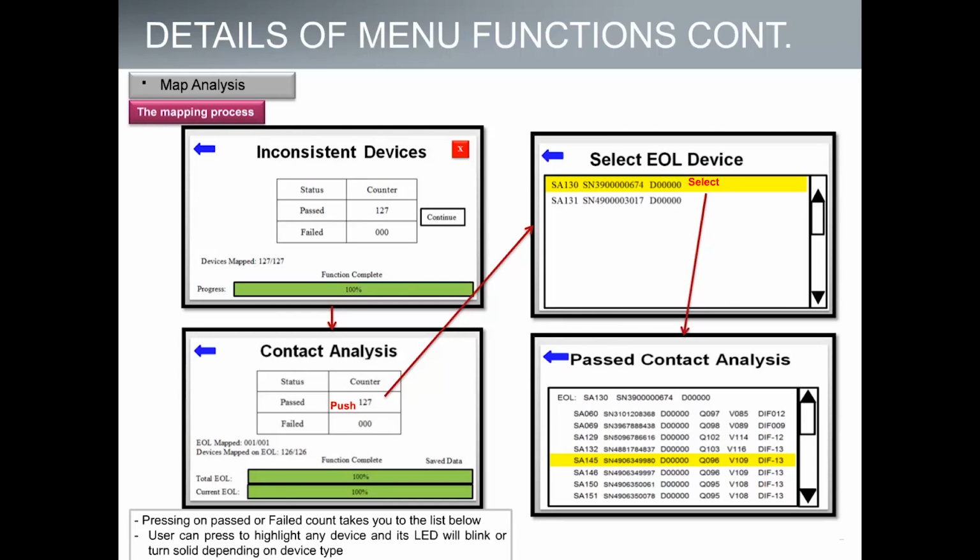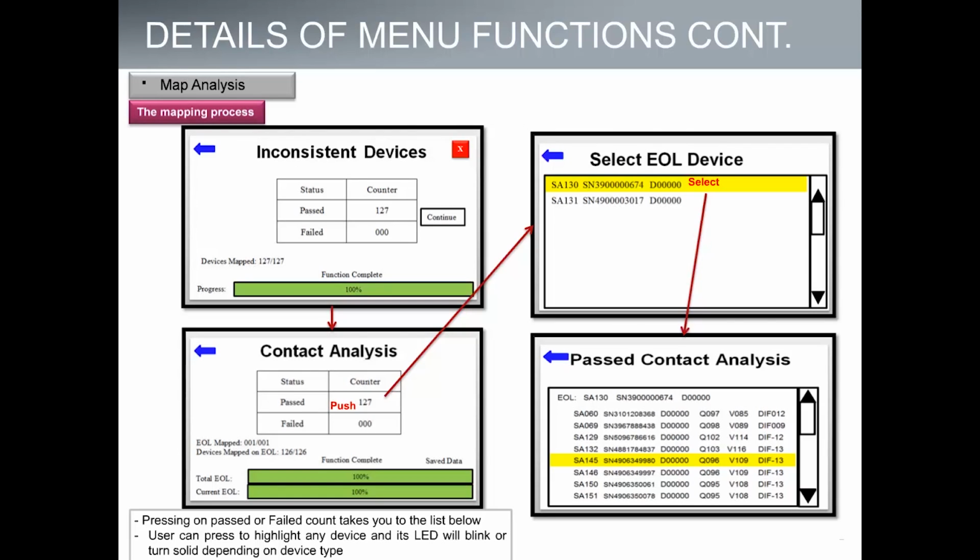Select the failed or passed device counter to display detailed information of the devices. The highlighted device will flash its red LED. If the user wants to advance beyond the inconsistent device function, they can select the Advance button at any time.